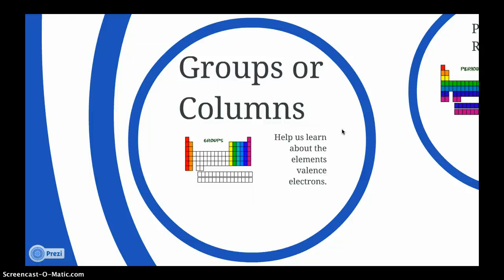The second arrangement that we must talk about is groups, or columns. The elements in the same column have the same number of valence electrons, thus they have similar properties. As you can see, this rule only applies to the colored columns, as the elements in between, called the transition metals, are slightly weird, and they do not apply to these rules.